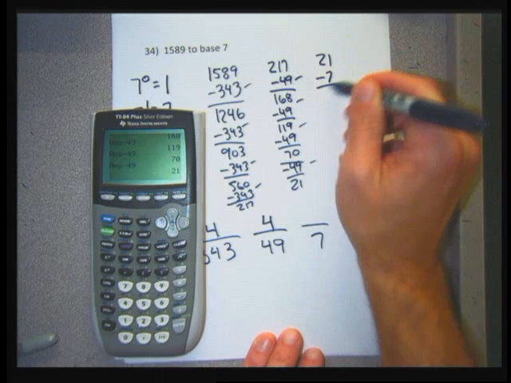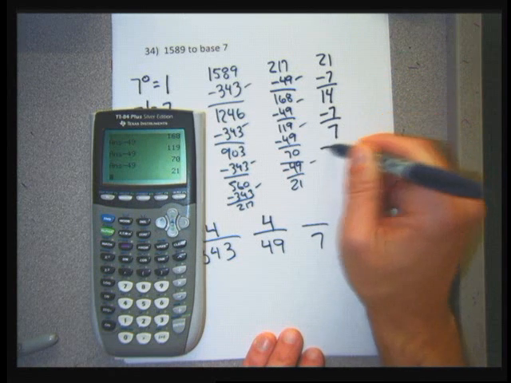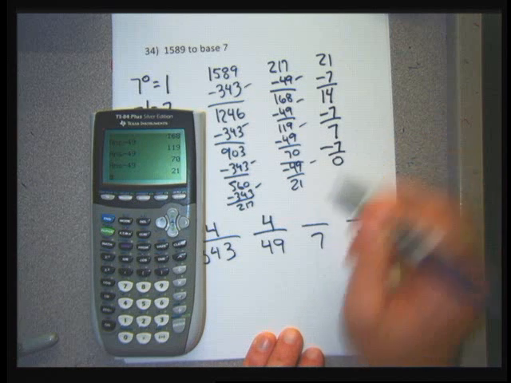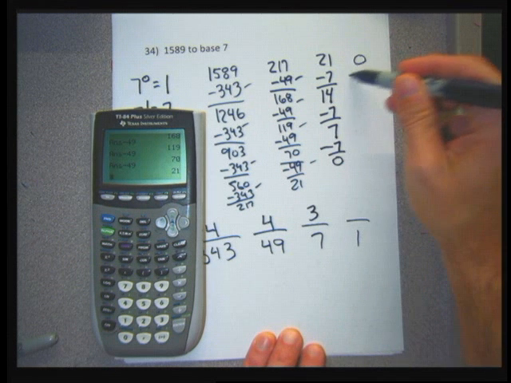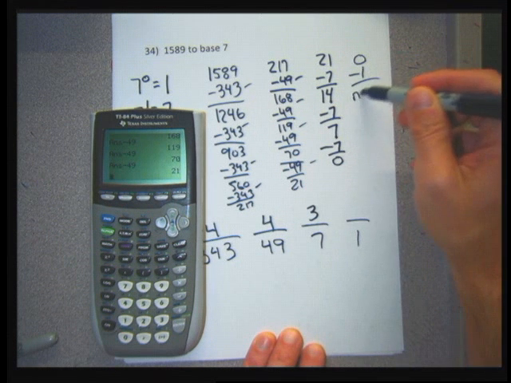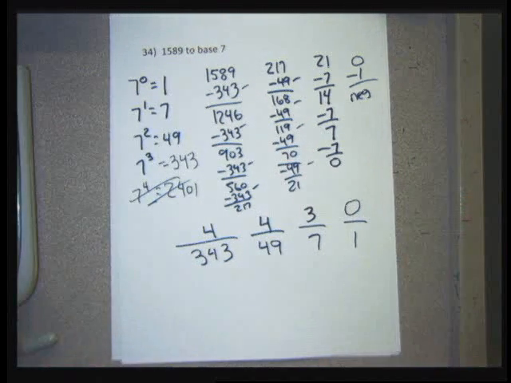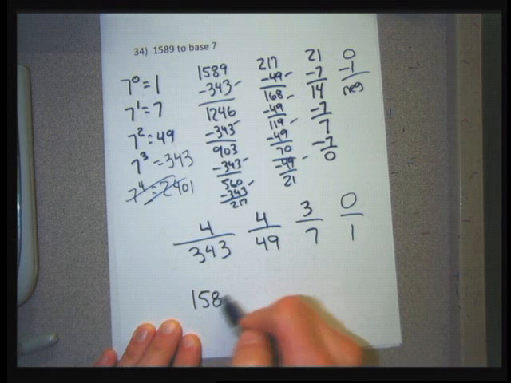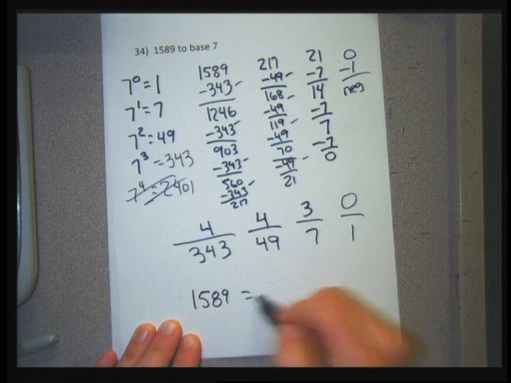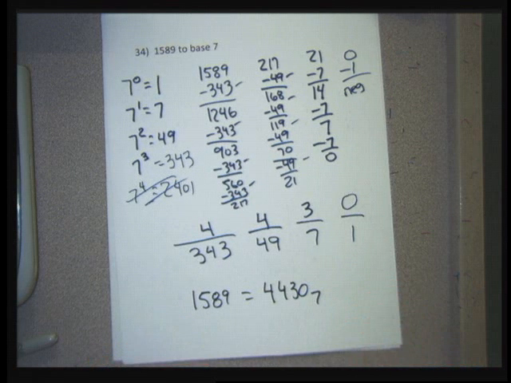21 minus 7 is 14. 14 minus 7 is 7. 7 minus 7 is 0. I subtracted 7 3 times. If I tried to subtract 1 from the 0 that's left over, I'd get a negative, so I'm not allowed to subtract 1. So above the 1, I'll put a 0. And my answer to this problem, 1589 is 4430 base 7.